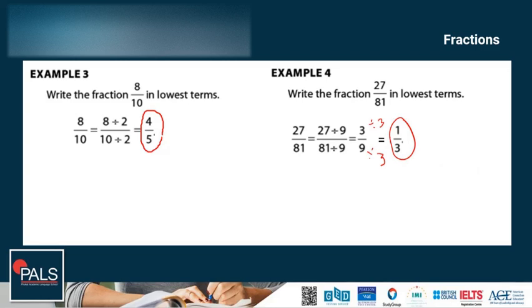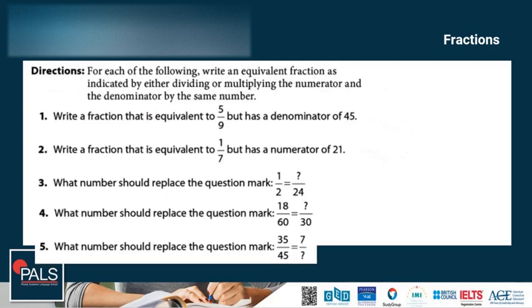Let's proceed to drill. Direction: for each of the following, write an equivalent fraction as indicated by either dividing or multiplying the numerator and the denominator by the same number. You can pause the video, try answering questions number 1 to 5, and then continue with the video so that you can check your answer. Are you done? Then let's solve.